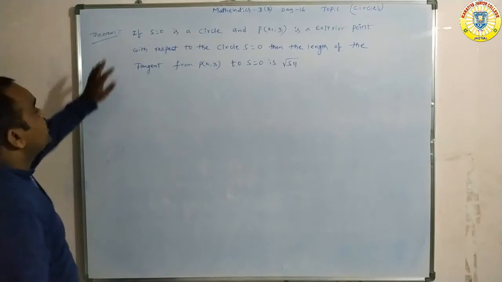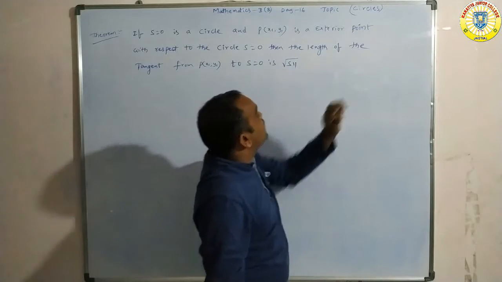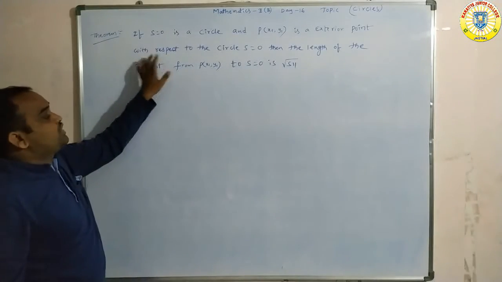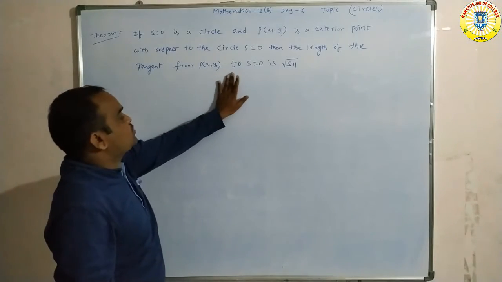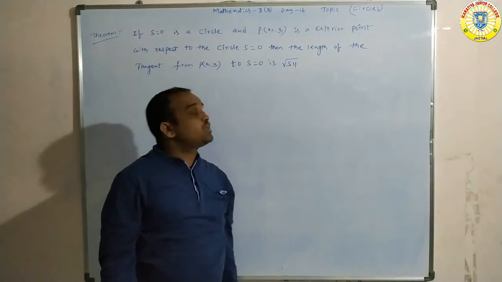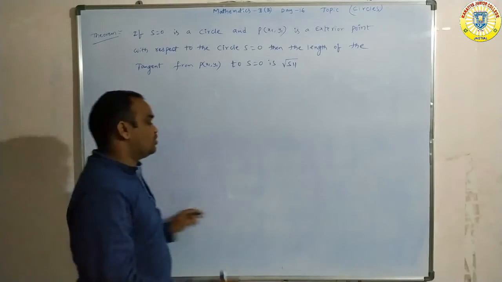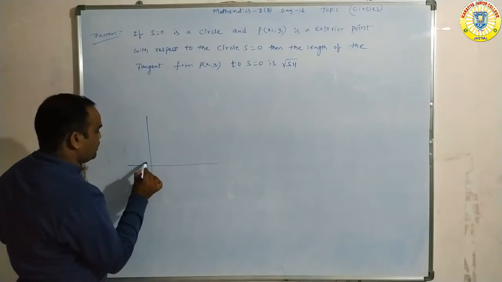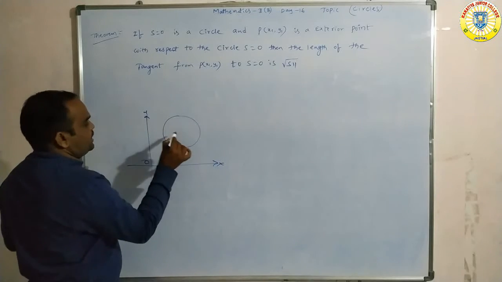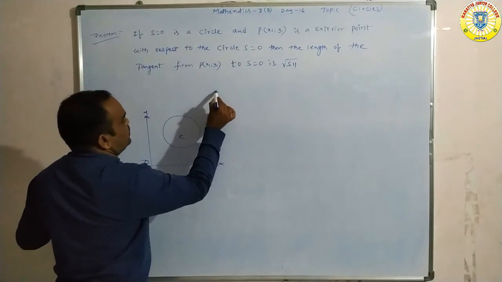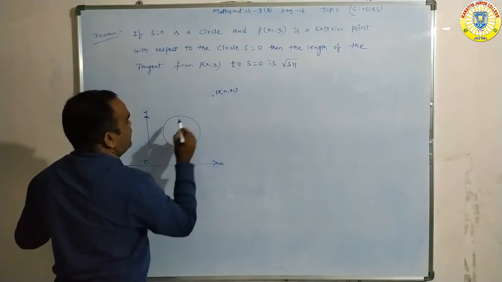See our next theorem. If S = 0 is a circle and P(x1, y1) is an exterior point with respect to the circle S = 0, then the length of the tangent from P(x1, y1) to the circle S = 0 is the square root of S11. So remember this formula, the length of the tangent from an exterior point of the circle. This is the coordinate system, x-axis, y-axis, and this is the circle. P(x1, y1) is an exterior point of the circle.